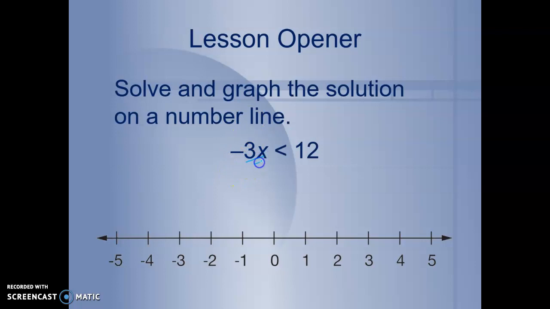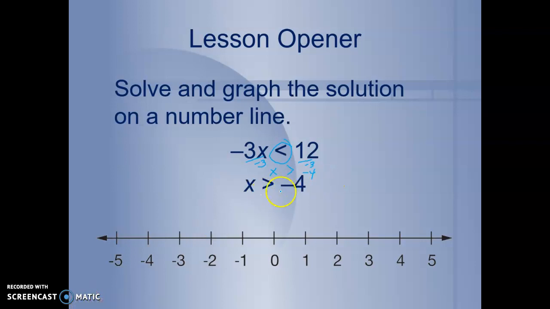Well, to get the x by itself, we've got to divide by negative 3. And dividing by a negative switches the sign of everything. It changes our negative 3x to a positive x. It changes our positive 12 to a negative 4. And it also switches the sign in the middle from less than to greater than. So we get x is greater than negative 4.